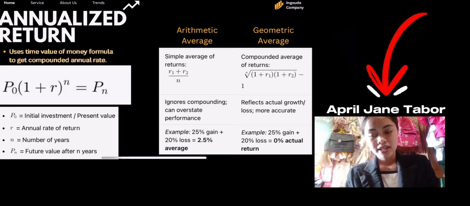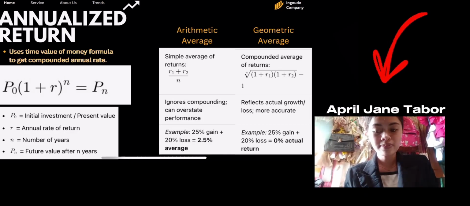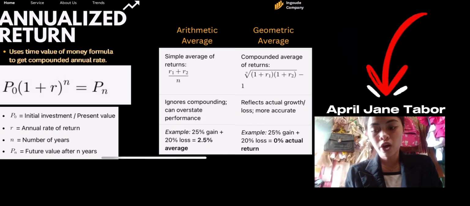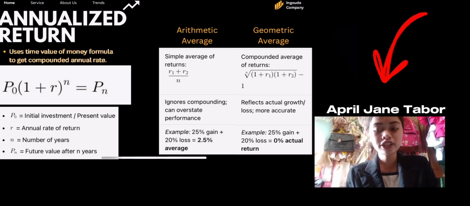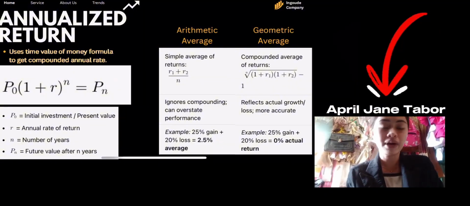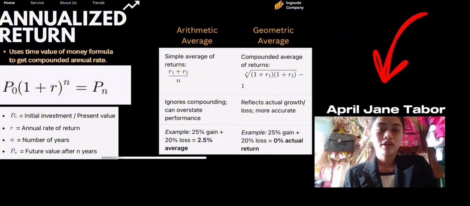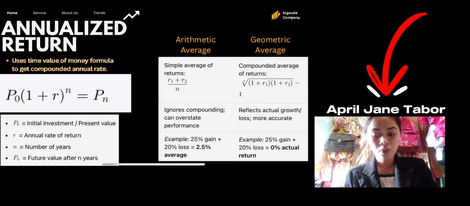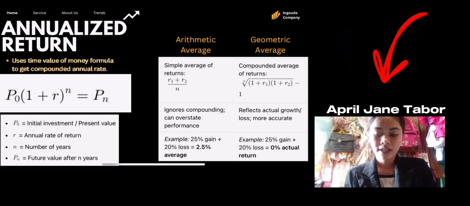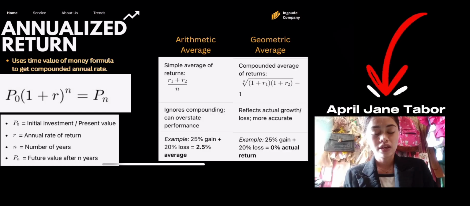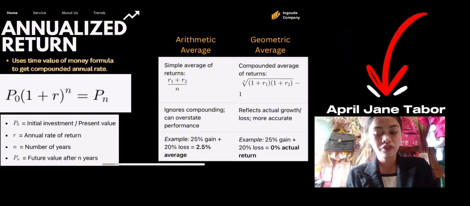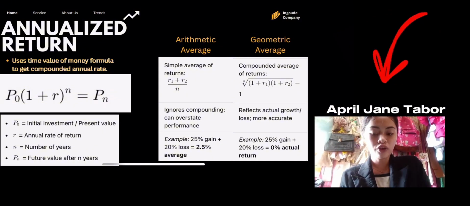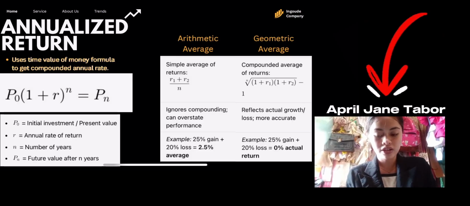Annualized return is the average amount of money an investment earns every year. It shows how much your money grows over time using compounding. Earnings profit on both your original money and past earnings. Formula: P0 times (1 plus R) to the power N equals PN. P0 is the starting money, R is the annual return rate, N is the number of years, and PN is the value of money after N years.